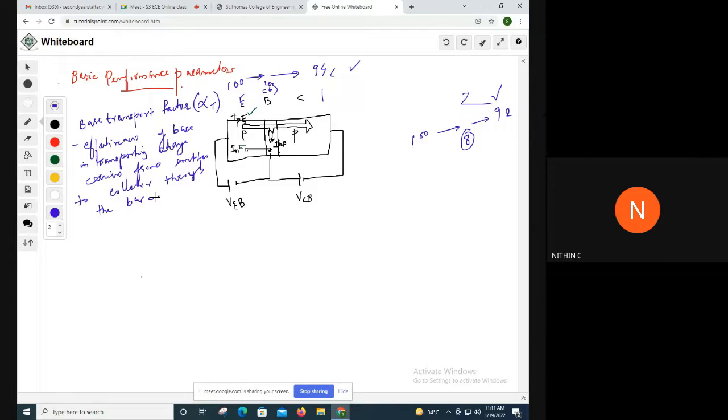So a better transport factor, next sentence, include that: a better transport factor means less loss of charge carriers in the base due to recombination. With a better transport factor we are having less recombination in the base. Okay. A better transport factor means less recombination at the base, less loss of charge carriers due to recombination at the base.